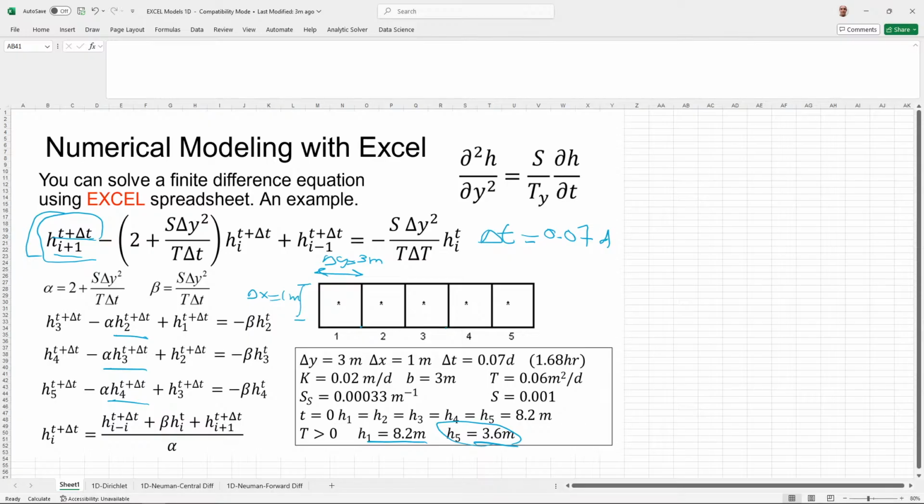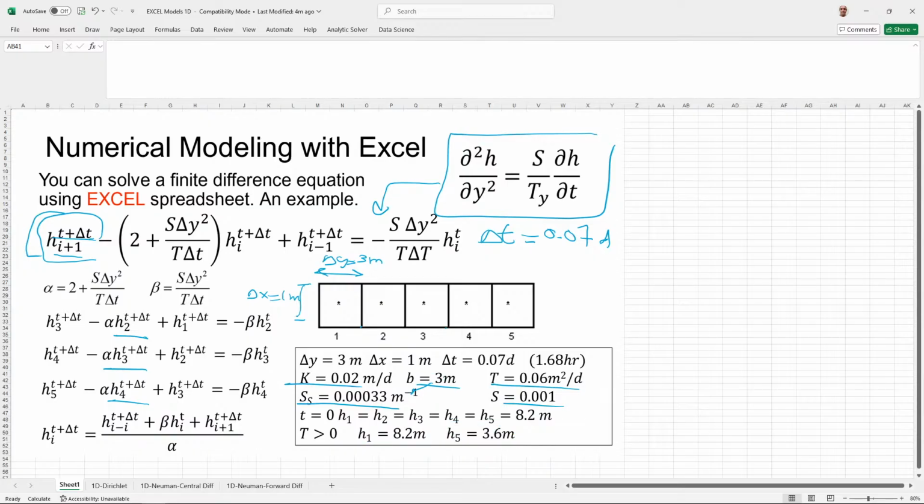The important thing I want you to see here is how you have a partial differential equation, how you get this numerical formulation, and then how you solve it numerically, step by step, iteratively, each step at a time. So the transmissivity is K times B. Specific storage times B will give you the storage coefficient. And then here, this is the important part.